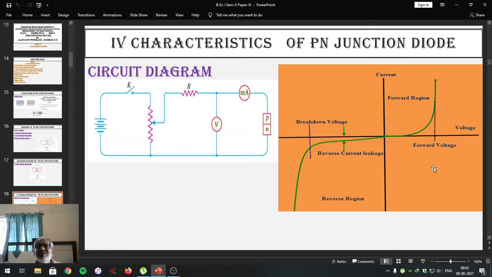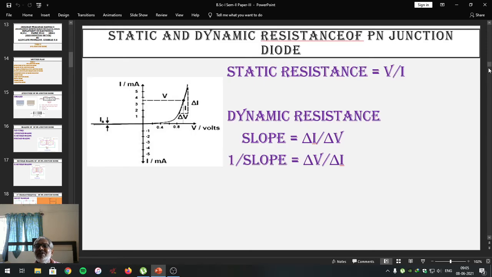In consultation with the IV characteristics only, we are going to define some terms associated with the p-n junction diode, that is the static resistance of the p-n junction diode and the dynamic resistance of the p-n junction diode. We will study that also. Dear students, this is the IV characteristics which we have studied just now. By using the same IV characteristics, I am going to explain the meaning of static and dynamic resistance of the p-n junction diode.